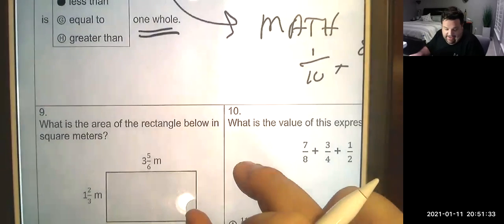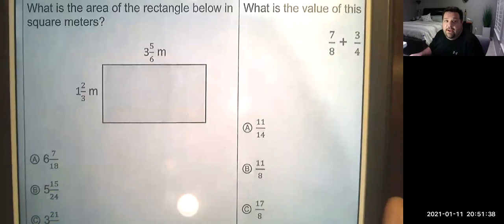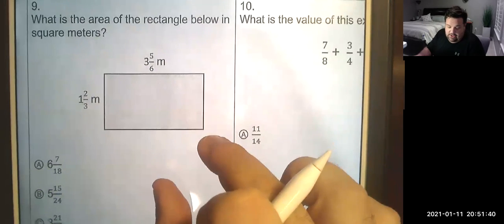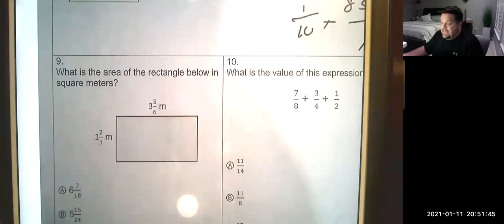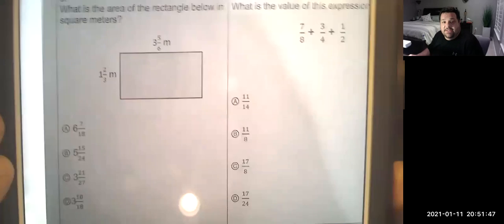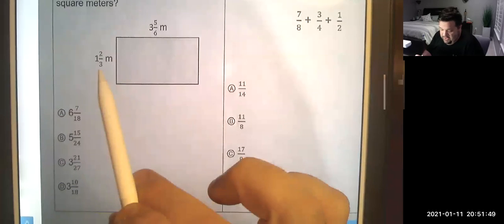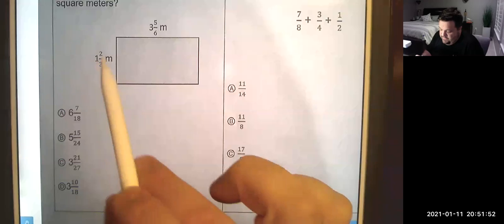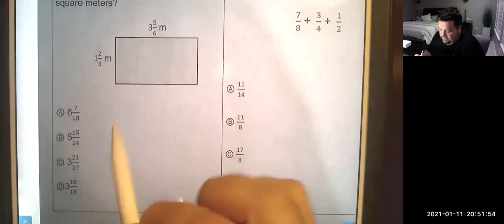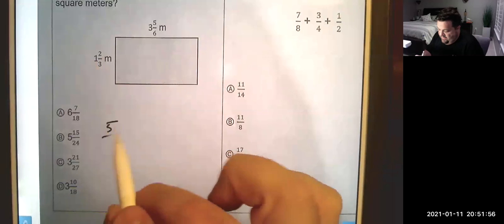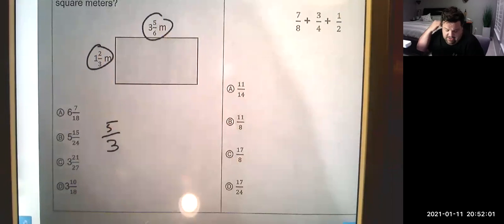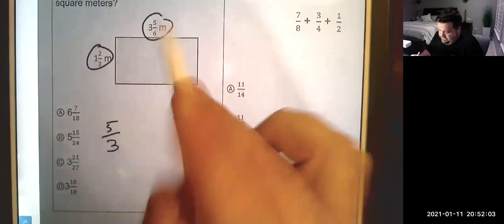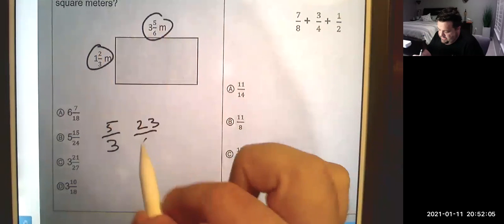All right, number 9 is a hard one. Now, we know area is multiplying. So you have to multiply this out. This is one you've just got to take your time and you've just got to solve. It's going to be tough. So if we convert this, we would take 3 times 1 plus that. We would get 5/3 by converting this. Now we've got to convert this one, and that would give us 23/6.